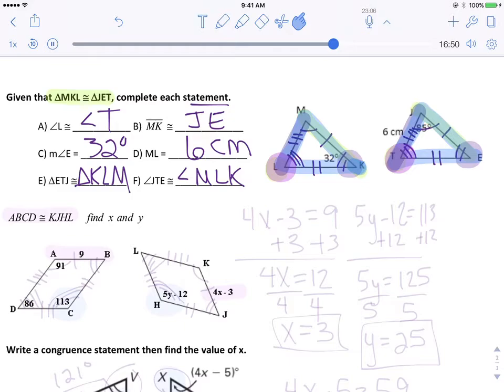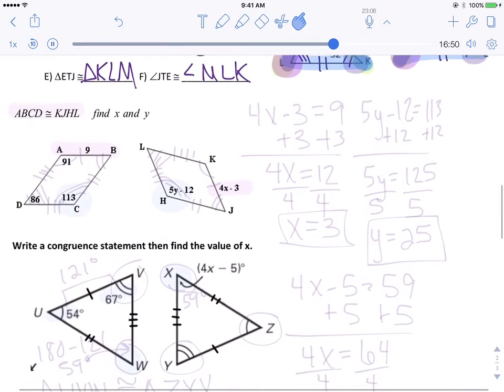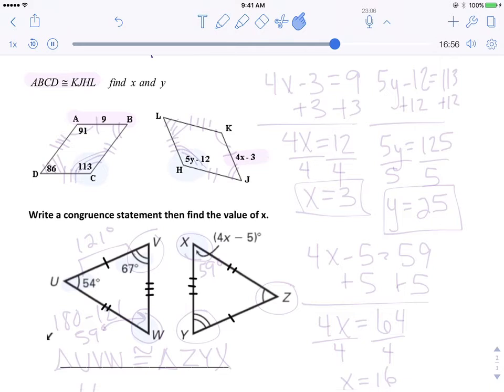All right, in our next example, we're looking to find X and Y. So again, we are given that ABCD is congruent to KJHL. So we want to make sure that we label our angles and our sides first. So this is showing us that angle A is congruent to angle K. Angle B is congruent to angle J. Angle C is congruent to angle H. And angle L and angle D are congruent to each other.